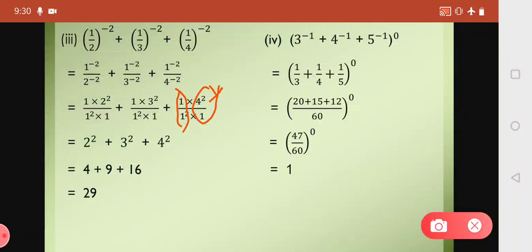Yes, you can see that all the denominators are having 1, so we won't write it, and we will get equal to 2 square plus 3 square plus 4 square. Let's open the powers, that is 2 2s are 4, 3 3s are 9, and 4 4s are 16. That is 4 plus 9 plus 16, that is equal to 29.